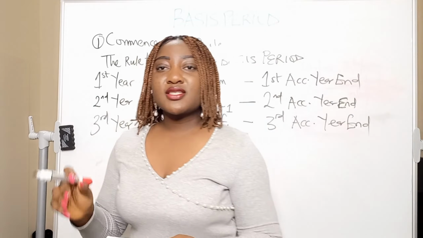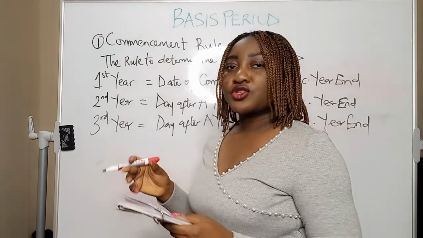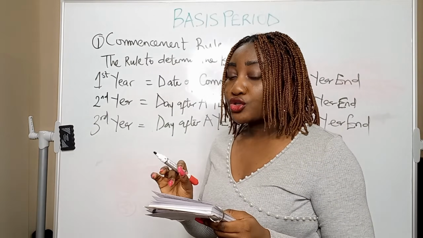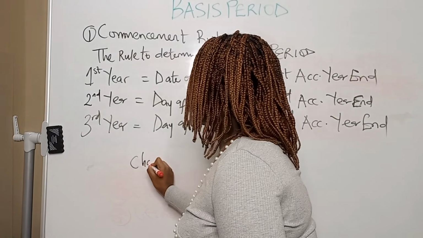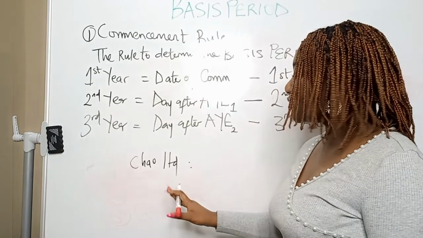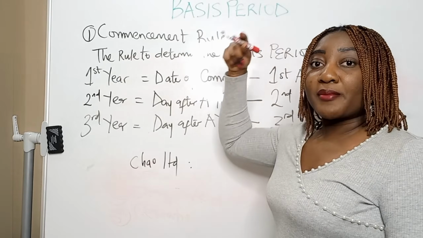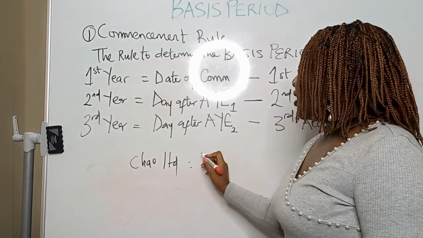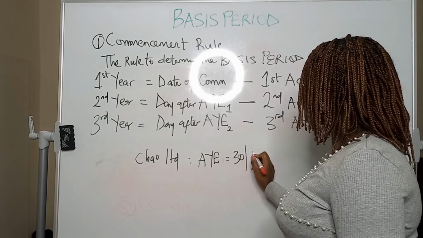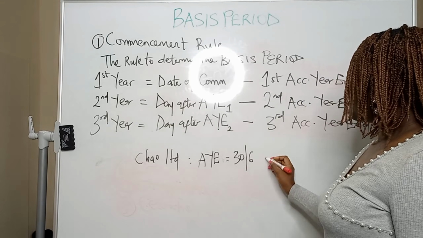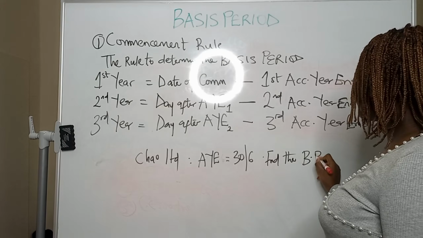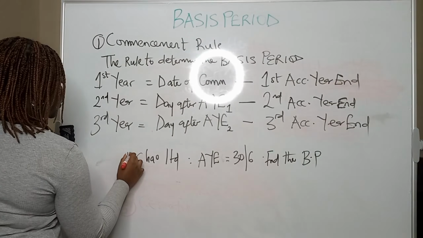So let's take, for example, Chow Limited has an accounting year end of 30th of June. This is not a question, no. This is just trying to help us to remember what we said previously. Chow Limited has an accounting year end of 30th of June every year. What is the basis period? Take this as the first question.